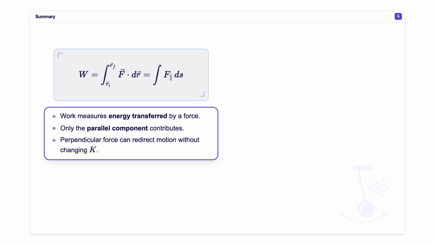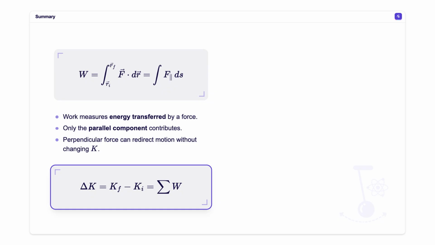A perpendicular force can bend or redirect the motion, like centripetal force in circular motion, but by itself, it does not change kinetic energy. The work energy theorem says that the change in kinetic energy equals the sum of all the work done. So if net work is positive, kinetic energy increases. If net work is negative, kinetic energy decreases. And if net work is zero, the speed may stay the same even if direction changes.